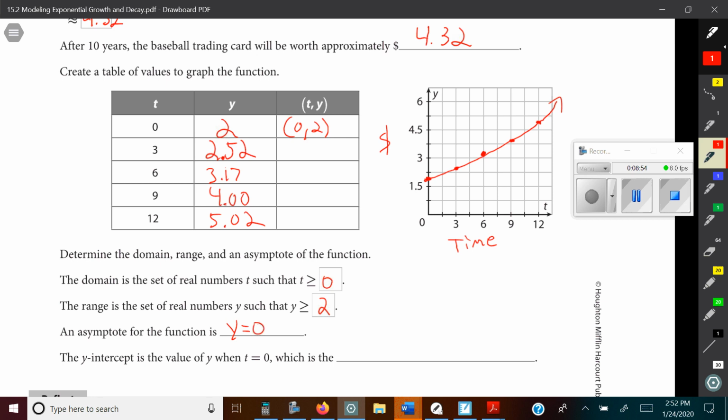And then finally, what does the y-intercept mean in terms of the problem? Well, it means the initial value where the card was sold. So it's the value of the card when it was sold.